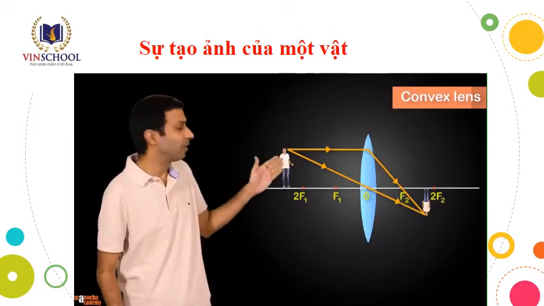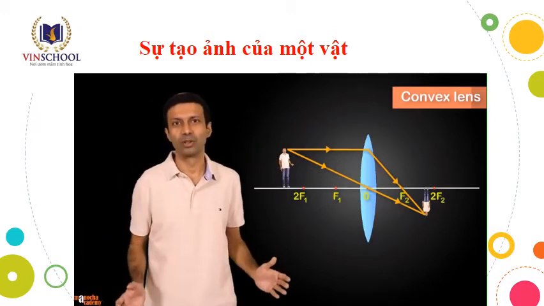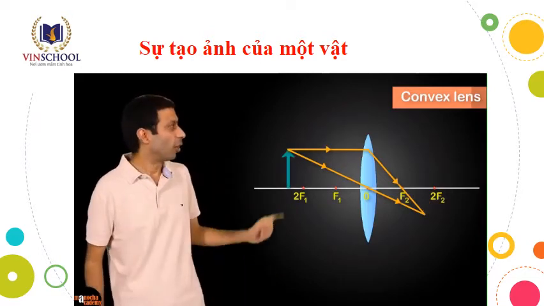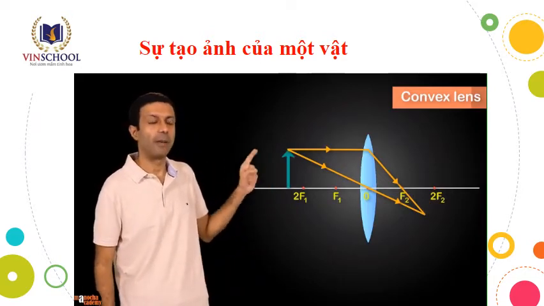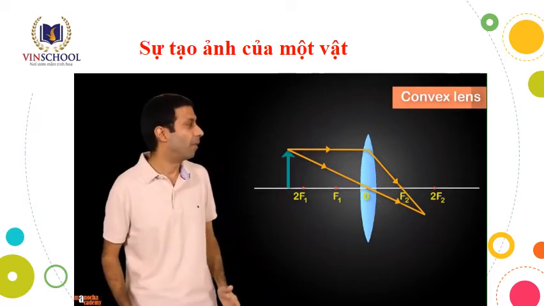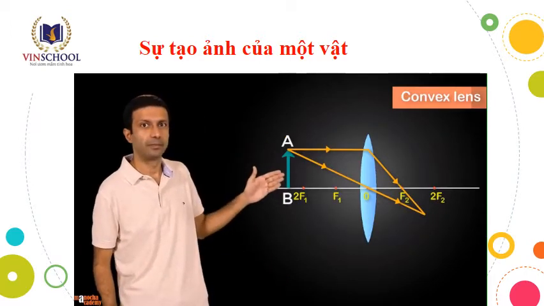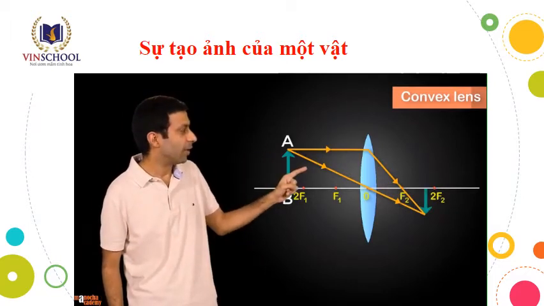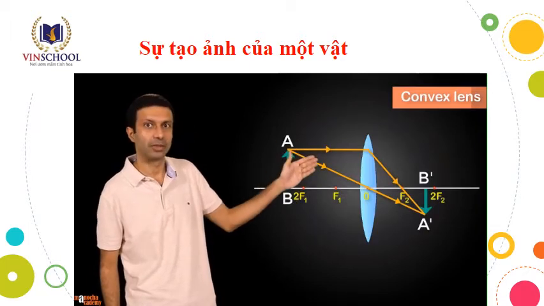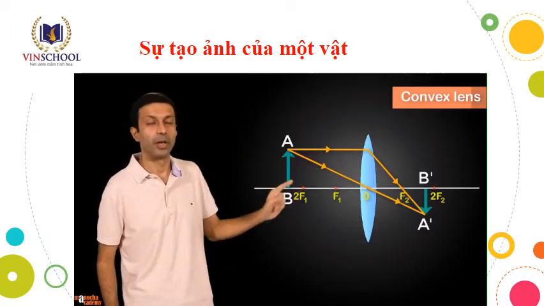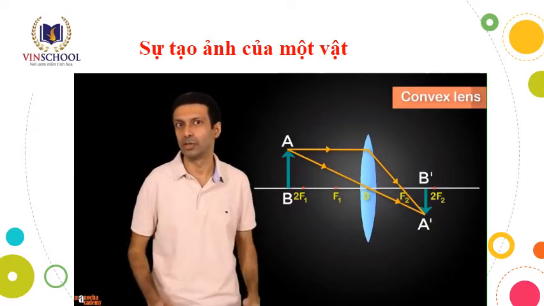You'll find similar diagrams in your textbook. Of course, I won't be the object there. The object is usually shown with an up arrow, since the object is upright and marked as AB. The image is also shown with an arrow and it's represented as A', B'. As you can see, the arrow is inverted here because the image is an inverted image.